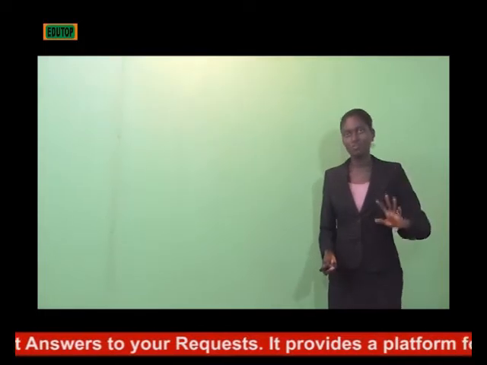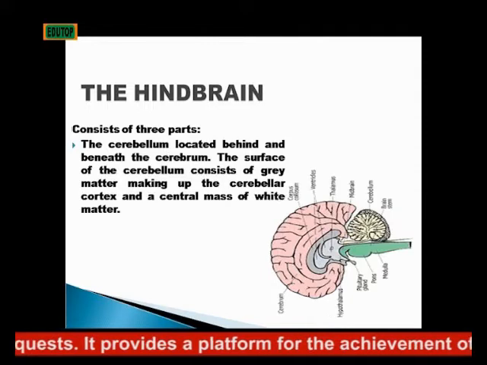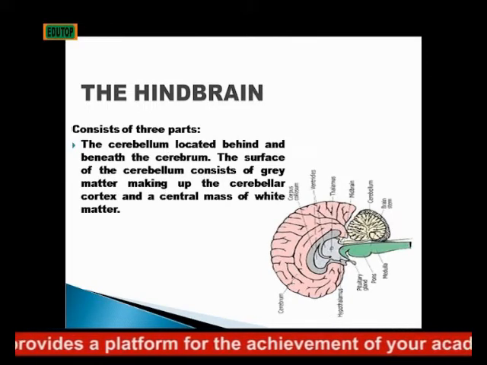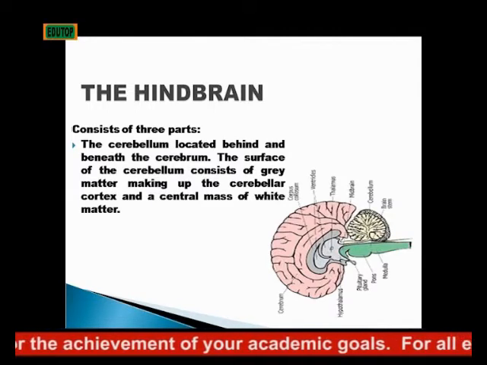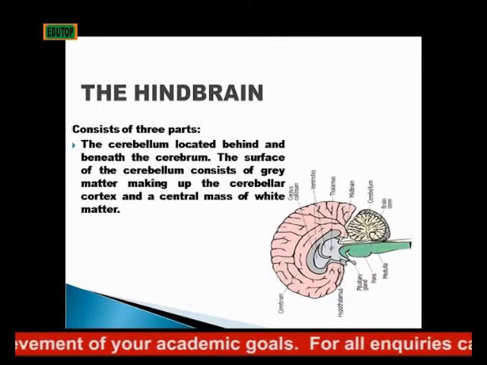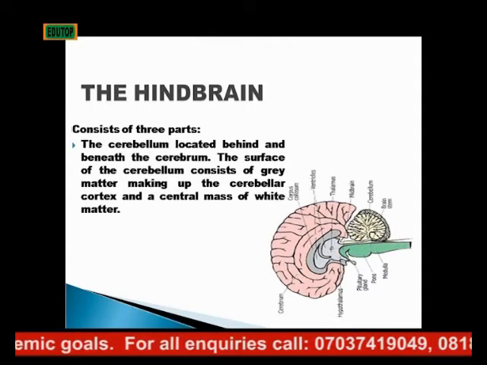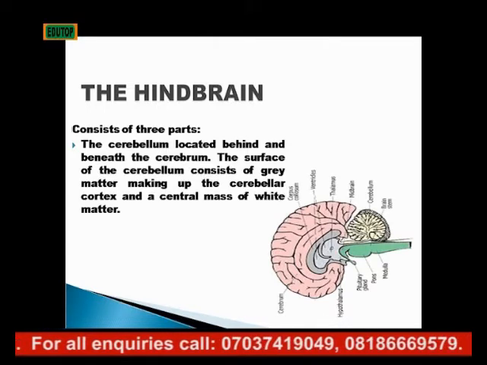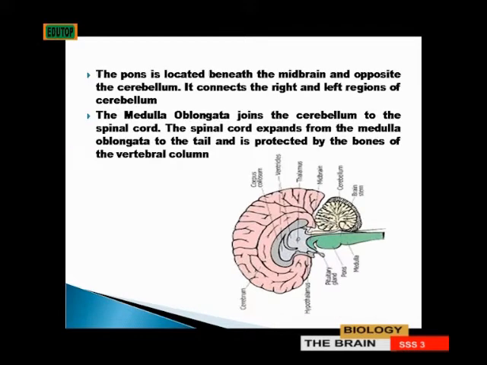Now, the hindbrain, which is the rear part of the brain, consists of 3 parts: the cerebellum, the pons, and the medulla oblongata. The cerebellum is located behind and beneath the cerebrum. You know, the cerebrum is in the forebrain, but the cerebellum is in the hindbrain. The surface of the cerebellum consists of gray matter, making up the cerebellar cortex, and a central mass of white matter.